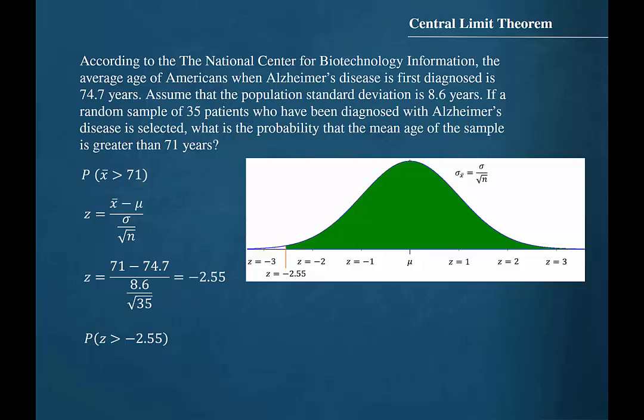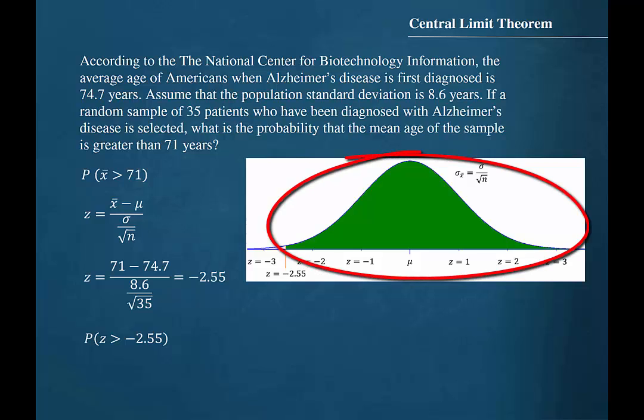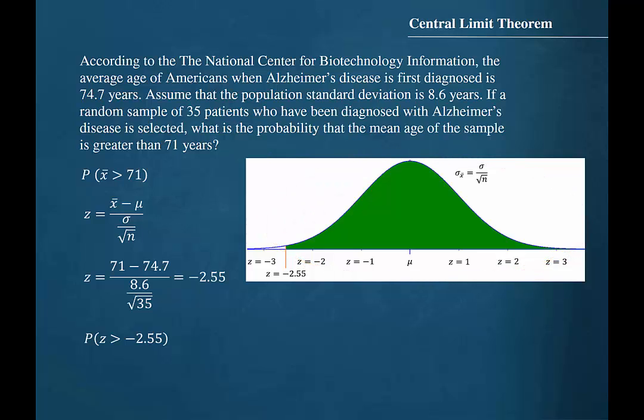It is always helpful to draw an appropriately shaded curve when finding probabilities associated with a normal distribution. Our z-score of negative 2.55 will be between z equal to negative 3 and z equal to negative 2. We are to find the probability that the z-score for the sample mean would exceed negative 2.55. So we will shade the region under the normal curve to the right of z equal to negative 2.55.